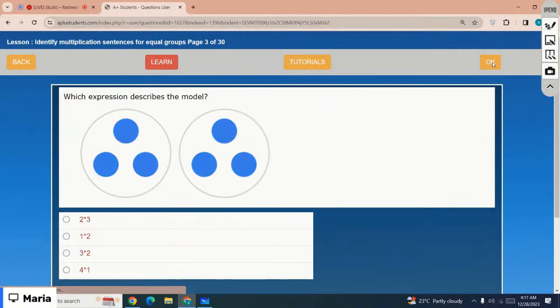Okay, the next one is which expression describes the model? Which is the correct option? First, you have to count the groups. How many groups do we have? We have 2 groups, right? And in each group, how many dots? You have 3 dots in each group, right? So the correct option is option number 1, that is 2 times 3. Got it?